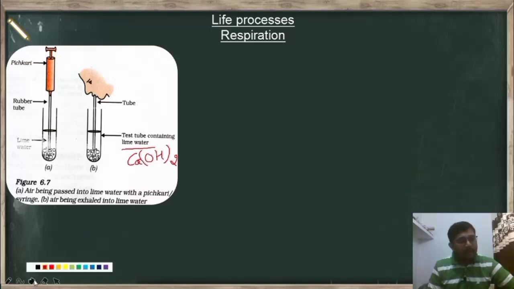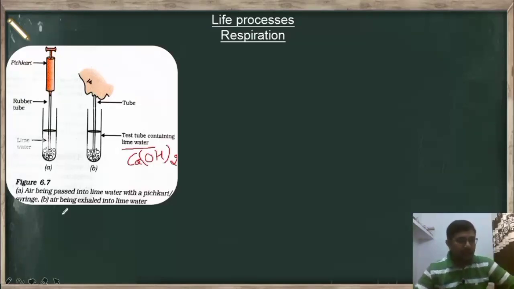Here we have two test tubes; mark them as A and B. In the first test tube A, blow air using a pichkari. As you can see in this picture, you can also use a rubber tube to pass the air into the lime water. We also repeat the same activity in test tube B, that is, by blowing air from our mouth using a tube.